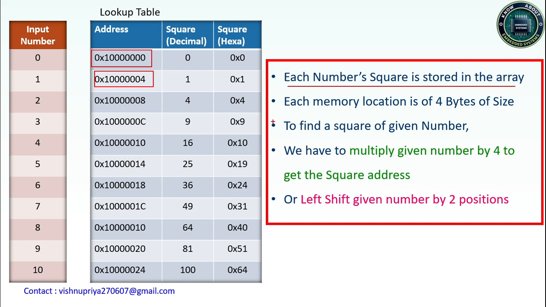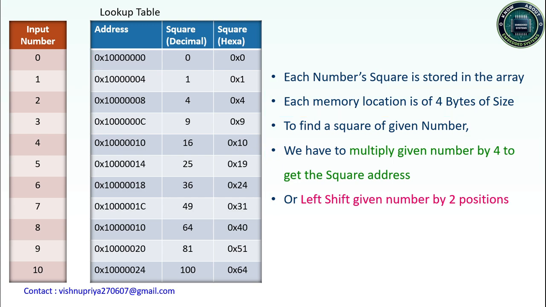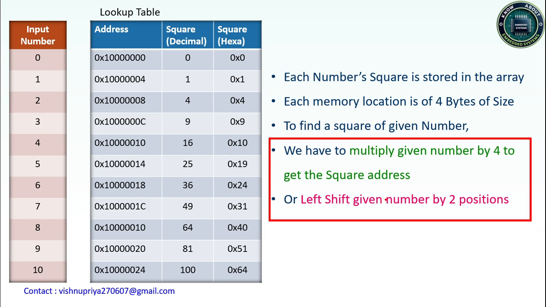Now to find the square of a given number, multiply the given number by 4 to get its square address. So this is very important. Point number 4 and point number 5, these two are very important. These 2 points we're going to implement in the program. If you want to get a square of a given number, multiply given number by 4.